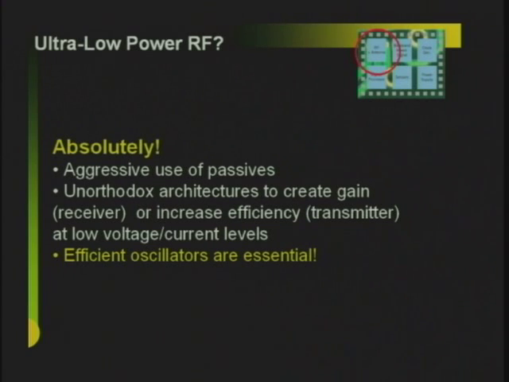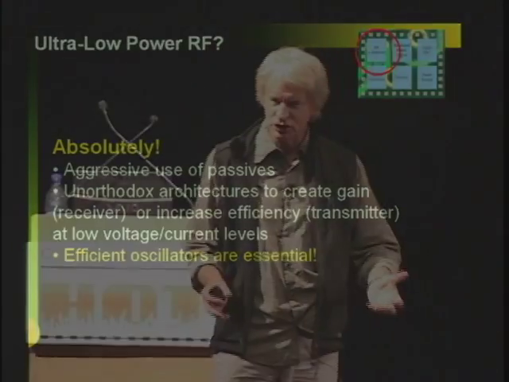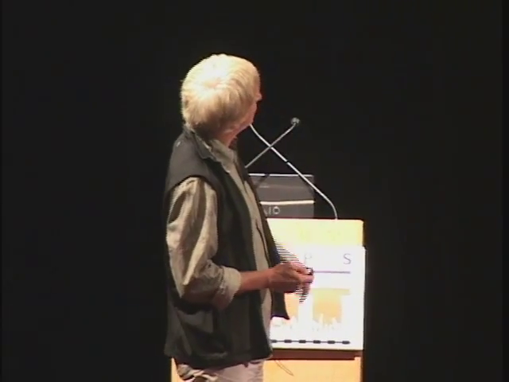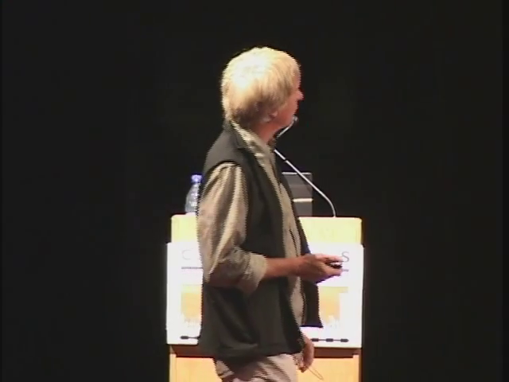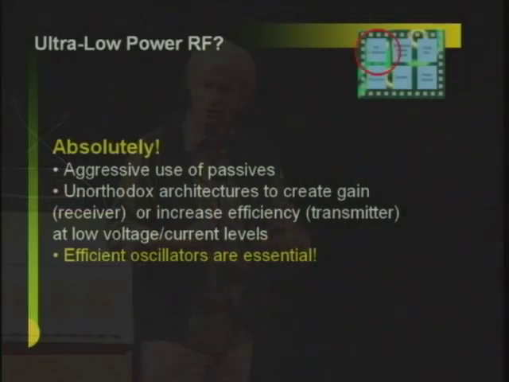And here are some ways of doing it. First of all, think about passives. Passives are good because they don't consume current. So from a power perspective, they're beautiful elements to have. They help us select signals without having to do a lot of computation; I can discriminate between different signals. Now, obviously, in order to use those passives effectively, we have to think about new architectures to create gain.